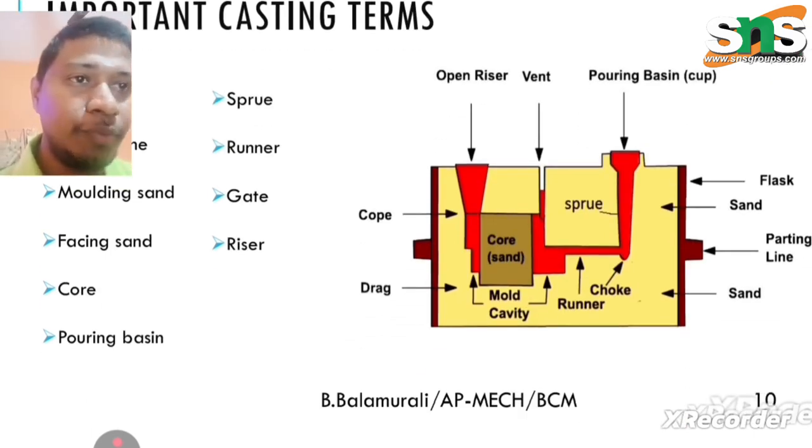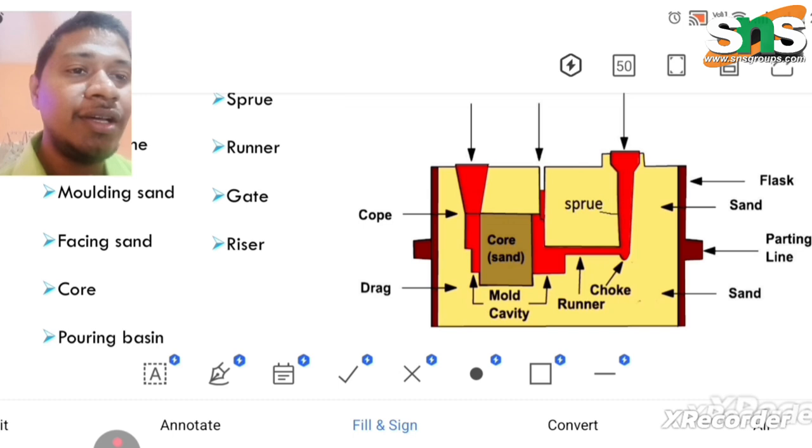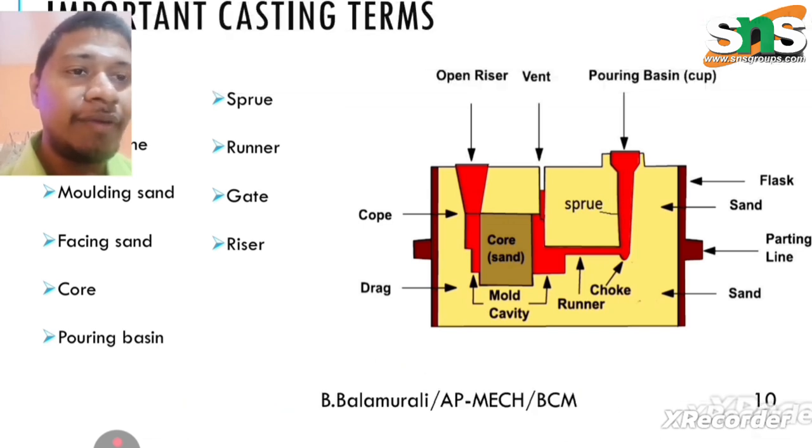The same thing, pouring basin. Through the pouring basin, we pour the molten metal. The choke ensures the molten metal is sent through the runner. While pouring the molten metal, there is a natural gravitational force which makes the path of the mold collapse. In order to overcome that, the choke is provided. After that, the molten metal travels through the runner and is deposited in the mold cavity.